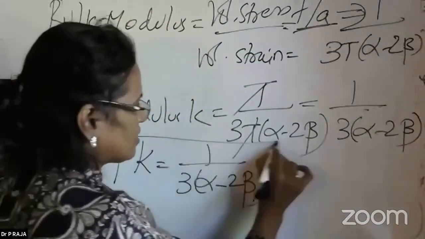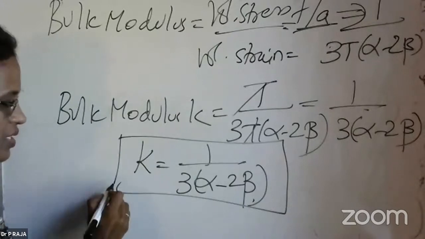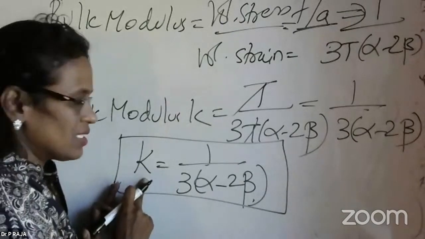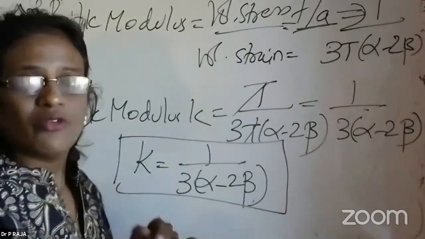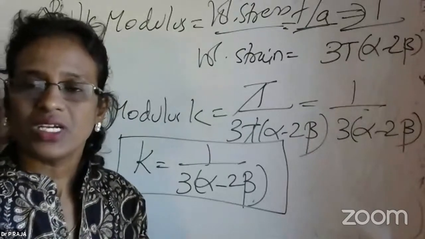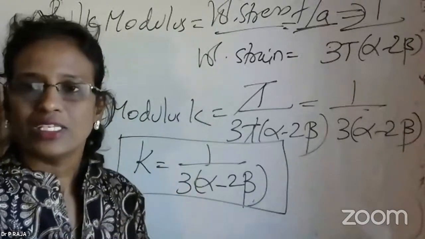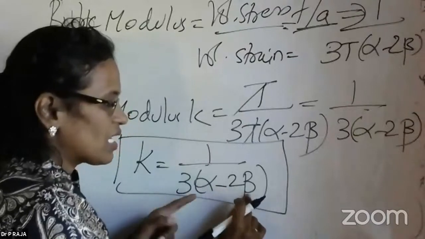This is a very, very important relationship. Now we have got the bulk modulus in terms of alpha and beta only. So how are we going to relate it with the Young's modulus? Our aim is to find the relation between bulk modulus, Young's modulus, and the Poisson's ratio. But whatever we got is in terms of alpha and beta.